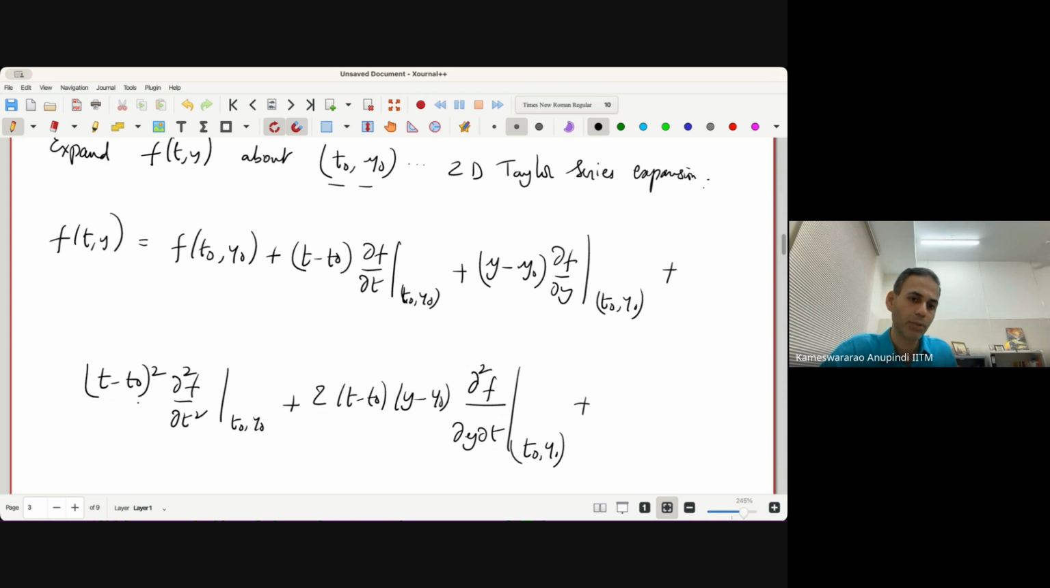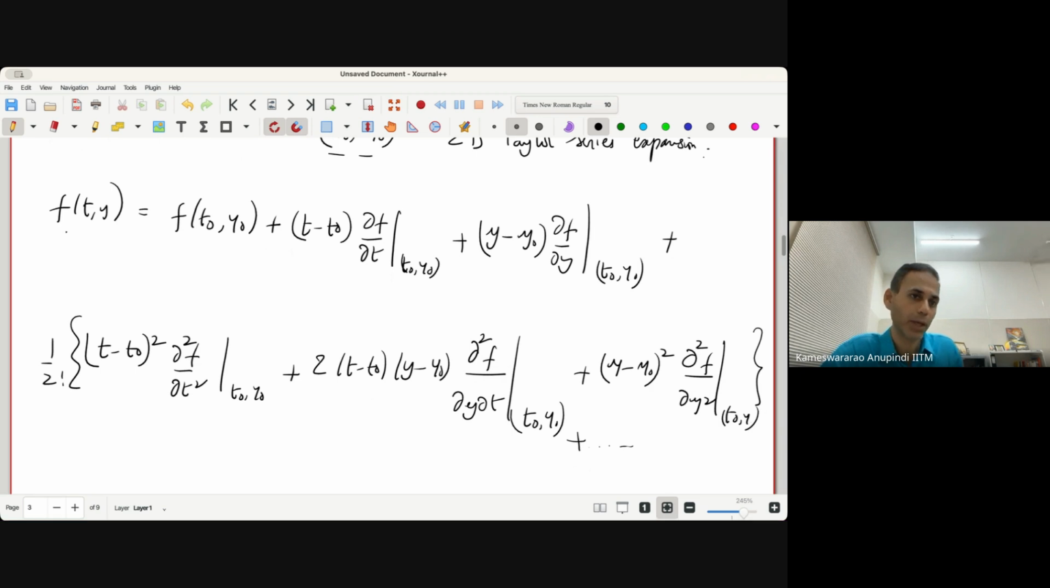So I should say 1 by 2 factorial times this, okay, that is better. And then plus I will have (y minus y0) squared times the second partial derivative of f with respect to y squared at t0, y0, and then plus we will have the third order terms and so on. Okay, so that is how I can expand f of t, y.